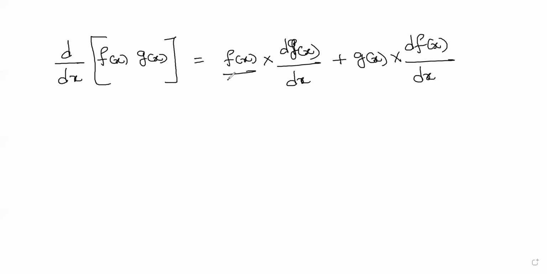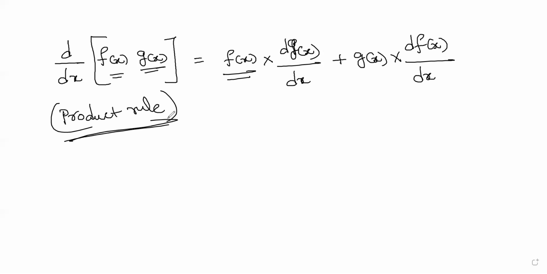You multiply f of x with the derivative of g of x, one time this, one time this, with the other function multiplying it. As simple as that. This is called the product rule of derivative.